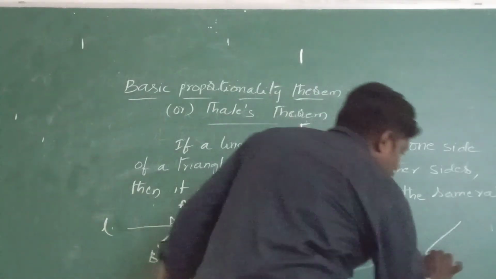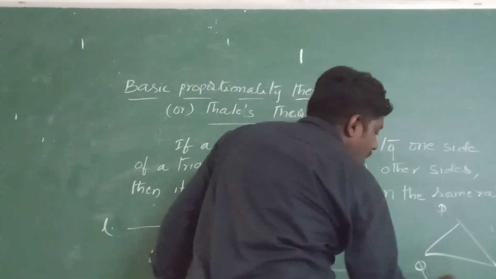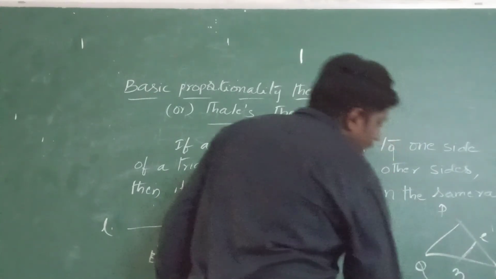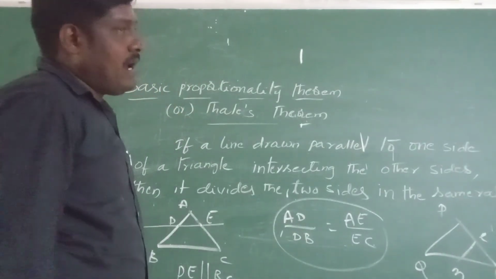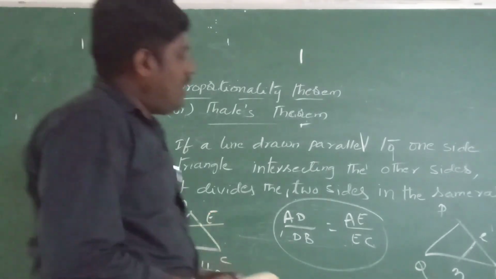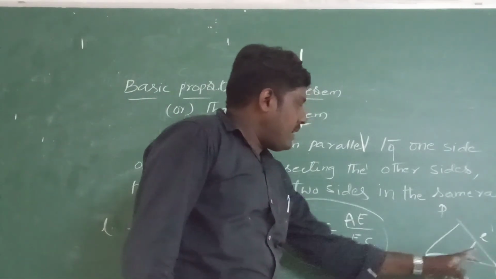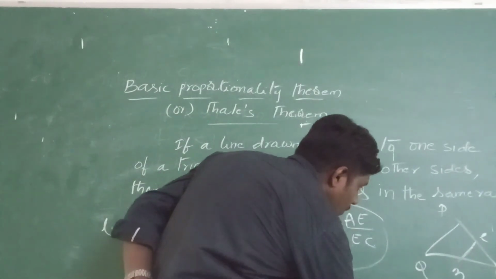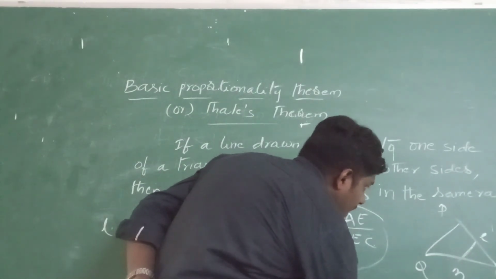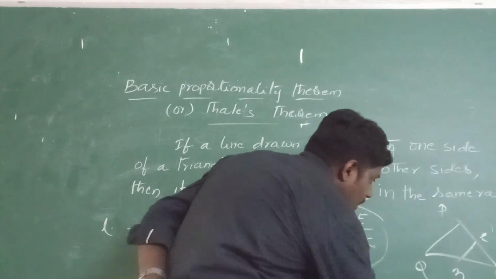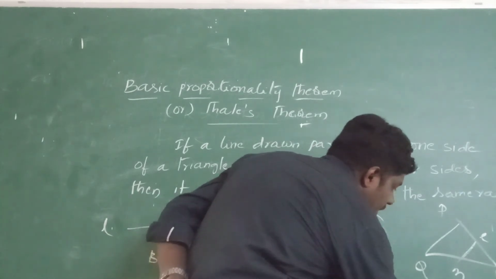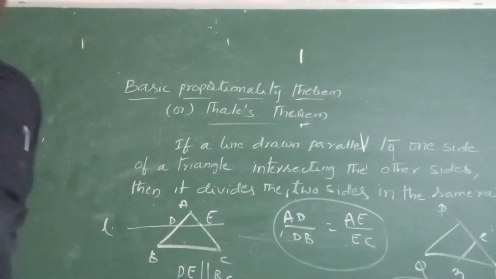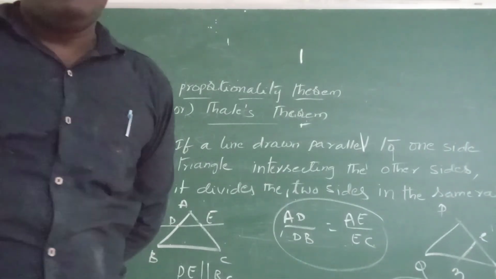Let's take suppose PQR. LM is parallel to PQ. I draw a line LM that is parallel to PQ. Then that line divides the two sides in the same ratio: RL by LP equals RM by MQ. This is the basic proportionality theorem.